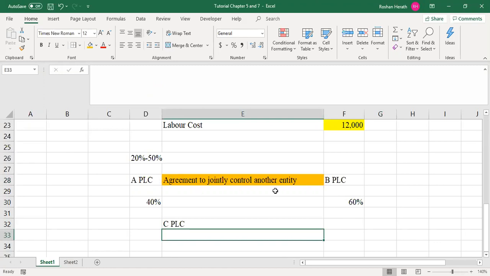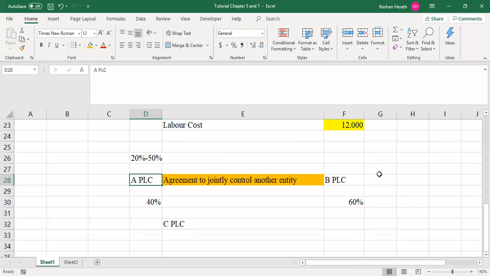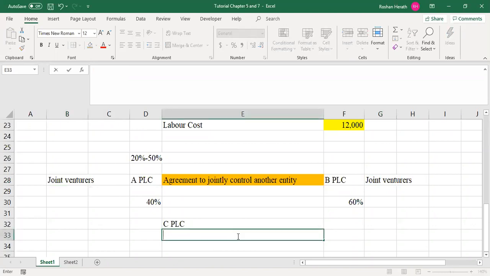APLC and BPLC would come into agreement to jointly control another entity. There they agreed to own shares like 40% and 60%. If that is the case, this becomes a joint venture. So APLC and BPLC are joint venturers, right? And this is a joint venture business. This is called, the CPLC is a joint venture. For both entities, it's a joint venture, right?